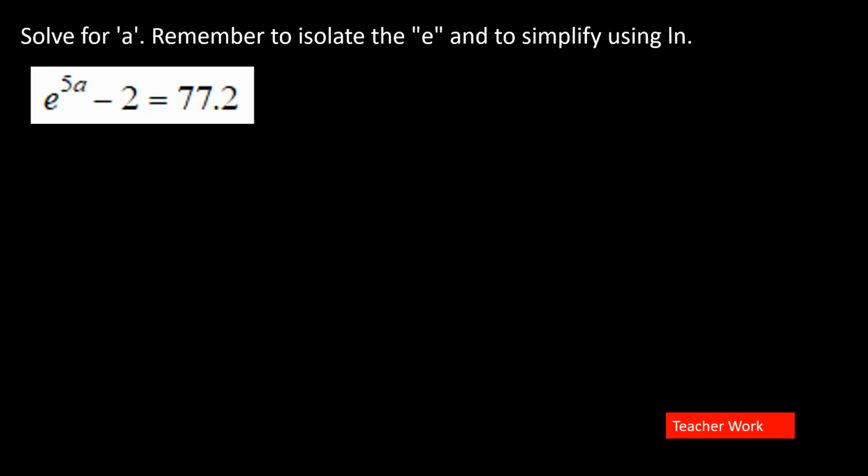Yeah, so for this one here, I want you to do the exact same skills. So we have e to the 5a minus 2 equals 77.2. You want to isolate the e. So what do you need to do with that minus 2? And then you want to use the ln to bring down the 5a. If you need any help, let me know.